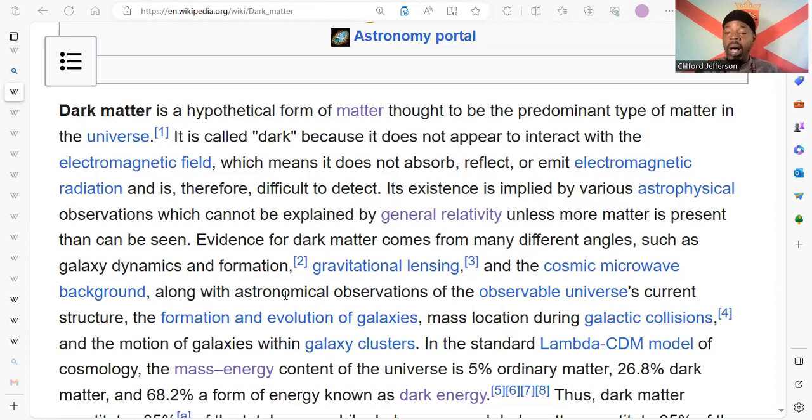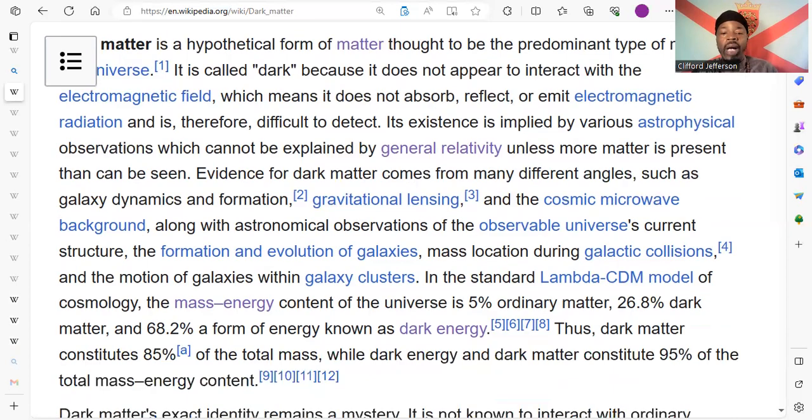Its existence is implied by various astrophysical observations which cannot be explained by general relativity unless more matter is present than can be seen. Evidence for dark matter comes from many different angles, such as galaxy dynamics and formation, gravitational lensing, and the cosmic microwave background, along with astronomical observations, observable universe, current structures, formation and evolution of galaxies, mass locations during galactic collisions, and the motion of galaxies within galaxy clusters.